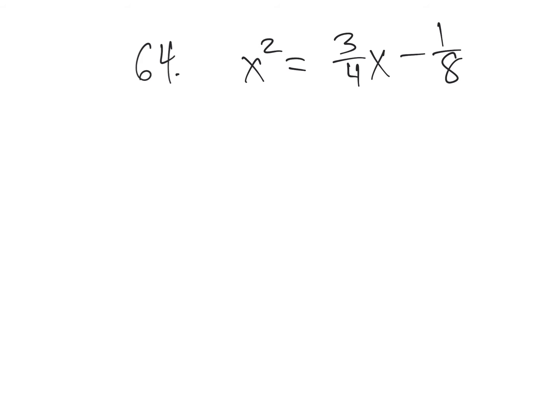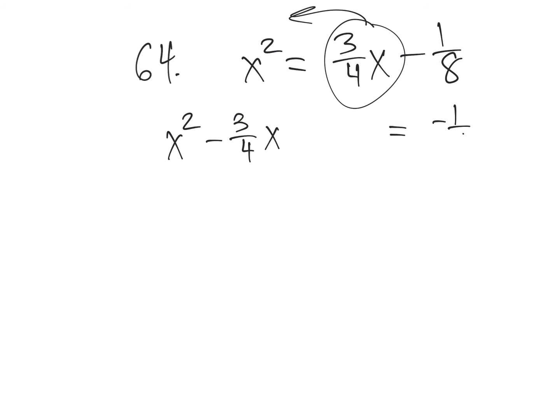So I need to have the ax squared and the bx on one side. So I need to put this back over here to get it in the correct form to complete the square. Do not drop that negative sign on the 1/8. Okay, so this is how you have to get it set up to complete the square for now, okay?